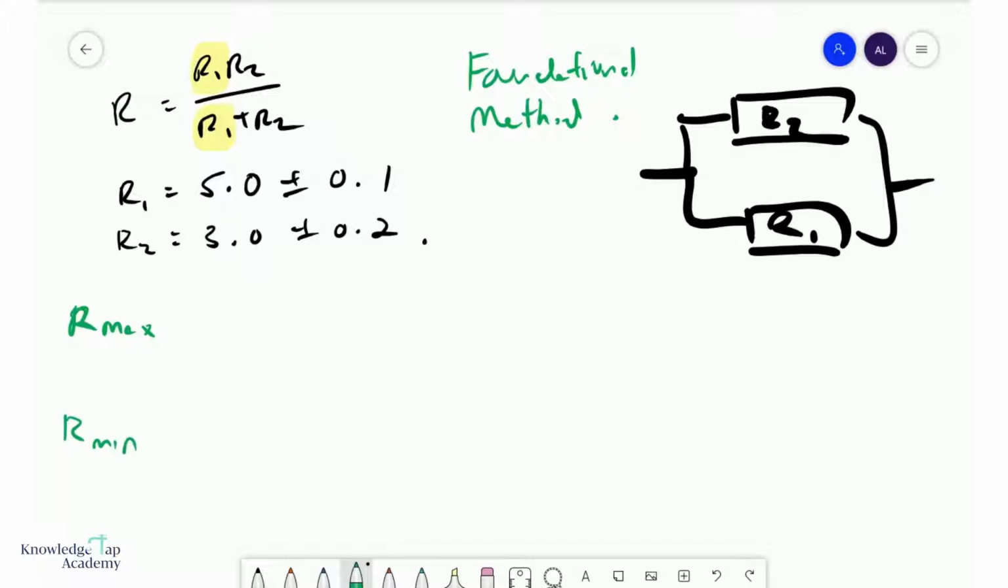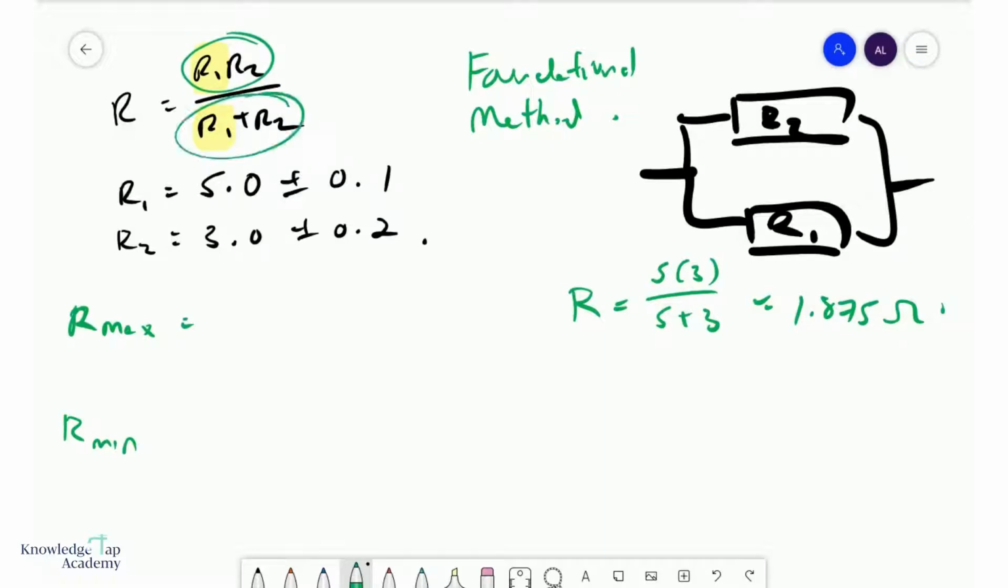Now, first of all, let us understand what R is supposed to be using the normal values. So we'll go 5 times 3 over 5 plus 3. If we work this out, you'll get about 1.875 ohms. Now, how do I maximize R? Because this is a multiplication and this is an addition, multiplication is more powerful than addition. And so to maximize this, you want to make the numerator as large as possible. So we choose the maximum possible values that R1 and R2 can take.